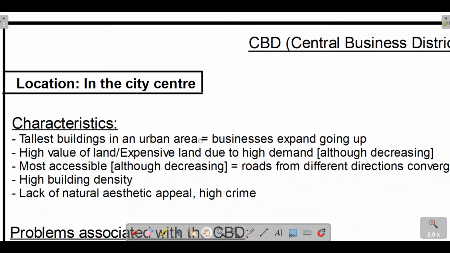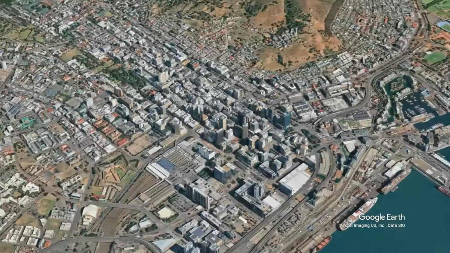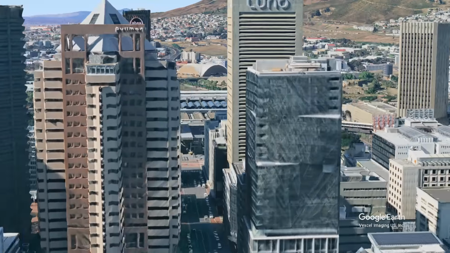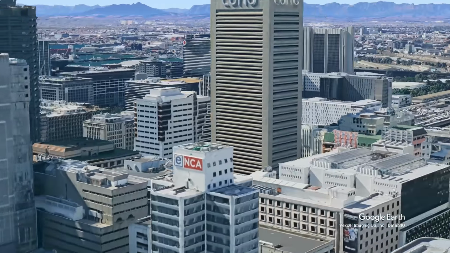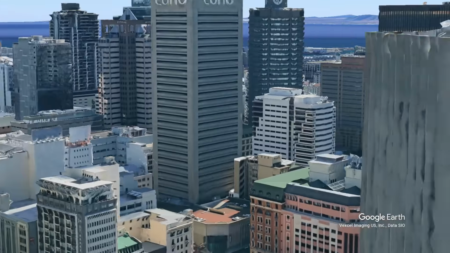So let's now discuss the characteristics of the CBD. First things first, you're going to find the tallest buildings here in the CBD. It's actually the tallest buildings in an urban area. So the whole urban area, this is where you're going to find the tallest buildings. You're going to find them in the CBD. And the reason why you have the tallest buildings is because the land is expensive.